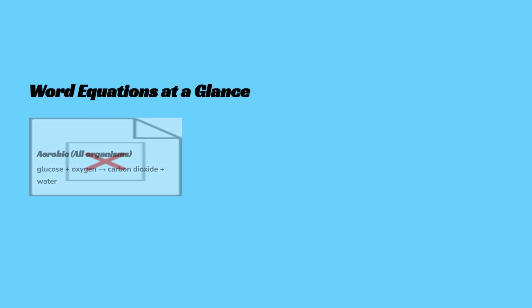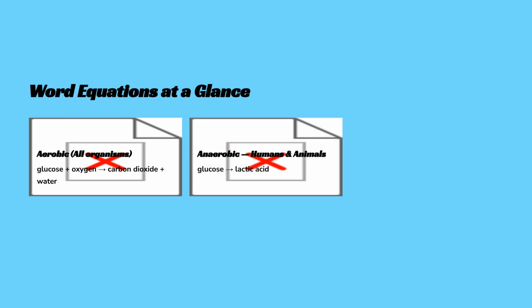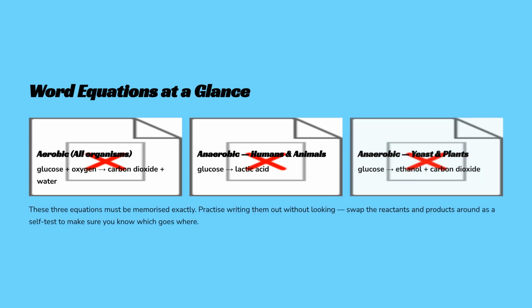It's vital to memorize these three-word equations exactly. Aerobic respiration in all organisms produces carbon dioxide and water. Anaerobic respiration produces lactic acid in humans or ethanol and carbon dioxide in yeast and plants.